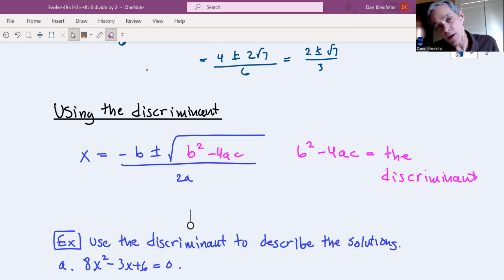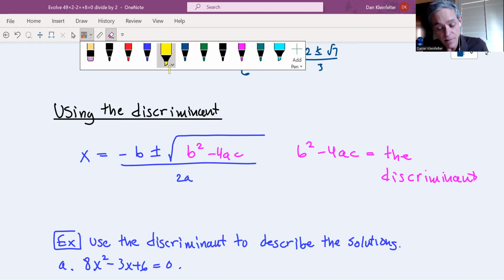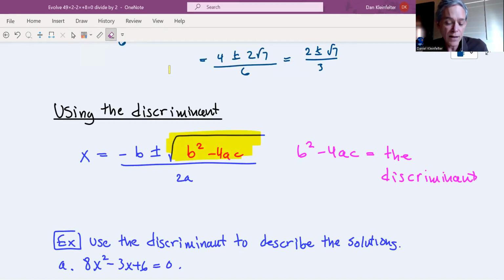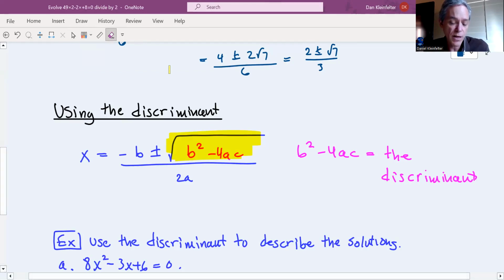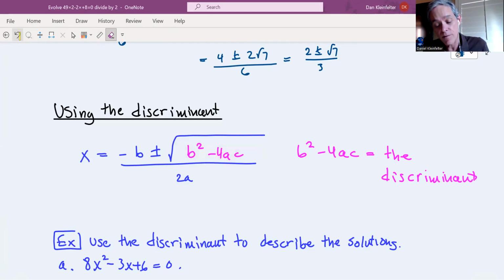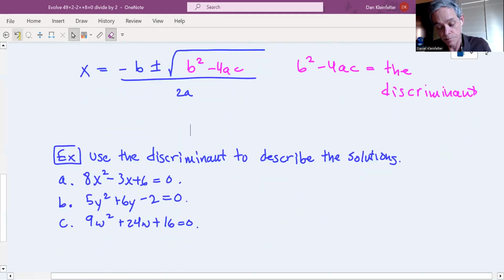We can use it to help us describe what the roots or solutions are going to be like. So let's think on it for a minute. If b squared minus 4ac is equal to 0, then the whole radical would be gone, and you would have plus or minus 0. So the solution would just be minus b over 2a. So you'd have one solution if the radicand were 0. If it were a perfect square, we would have rational number solutions, as we've seen. And if it were negative, we'd have complex number solutions.